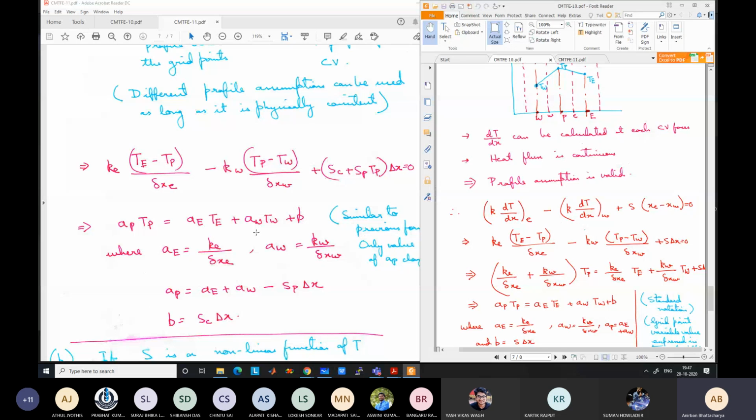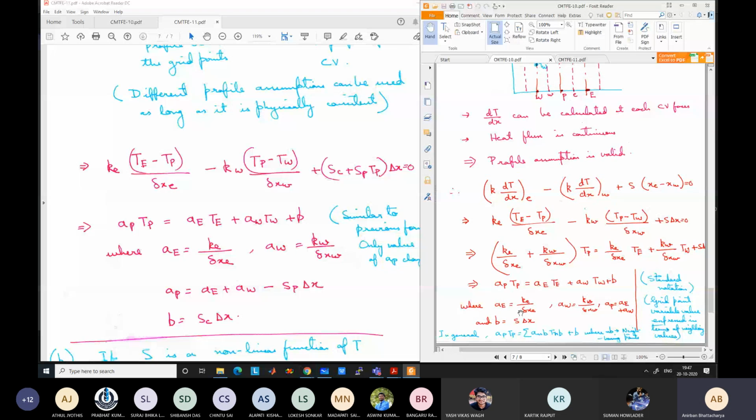This SP TP delta X we will take to the side of the TP, other TP parameters. So what will happen is that if you take all the coefficients of TP common, you will get AE plus AW minus SP into delta X. Okay, this is the additional term that comes into picture. It was not present there. AE plus AW minus SP into delta X. This is the additional term.